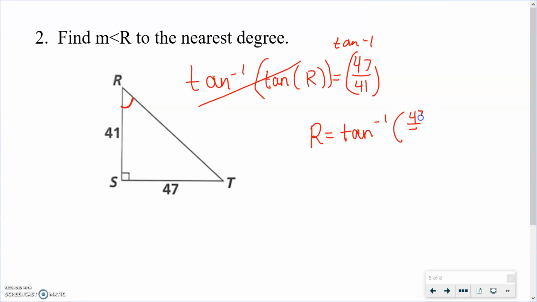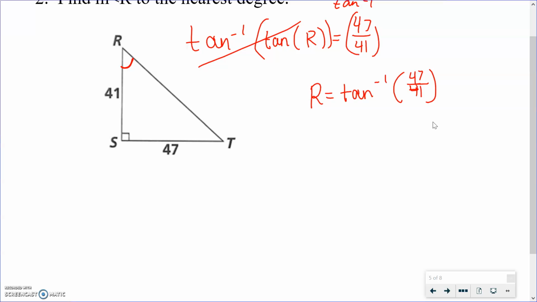of 47 over 41. Okay, so we're just going to use the inverse tangent button on your calculator. And if you're using the Desmos Scientific Calculator, you're going to have to make sure you're in the right spot. And if you can't find it, let me know. But all scientific calculators should have a tangent inverse button. And so then you do the inverse tangent of 47 over 41, and you get that angle R is 49 degrees.